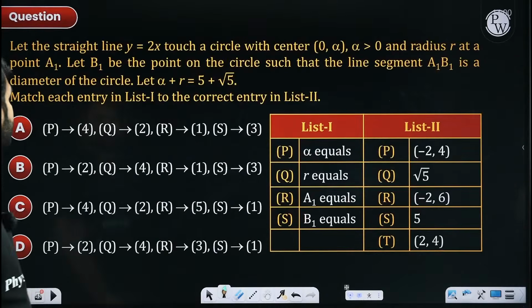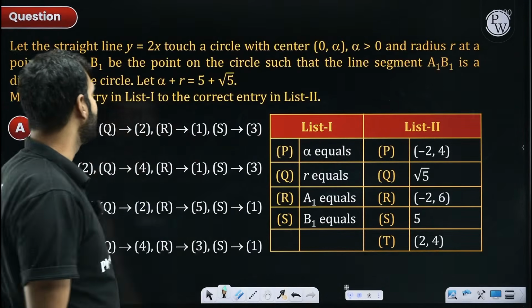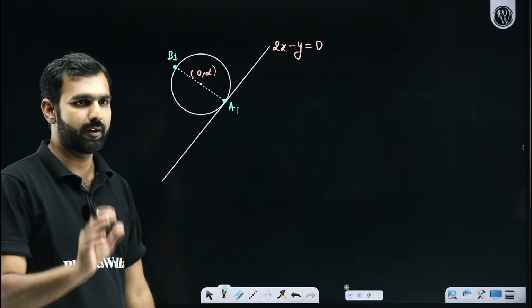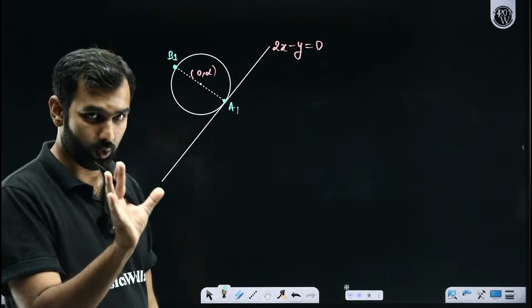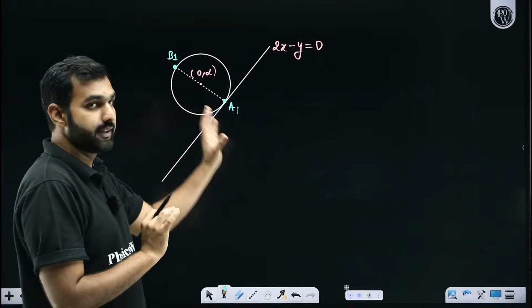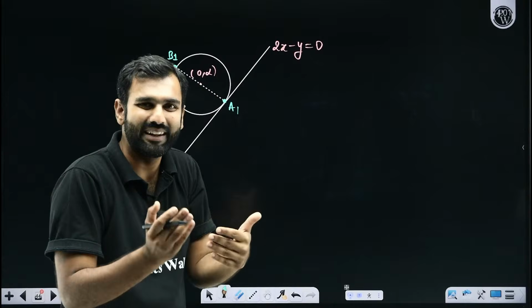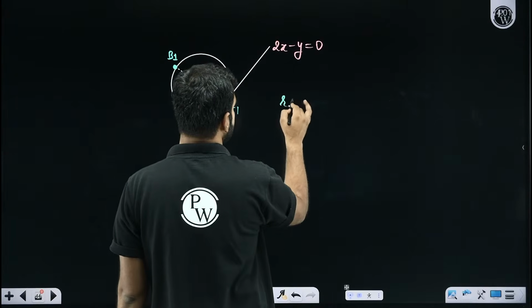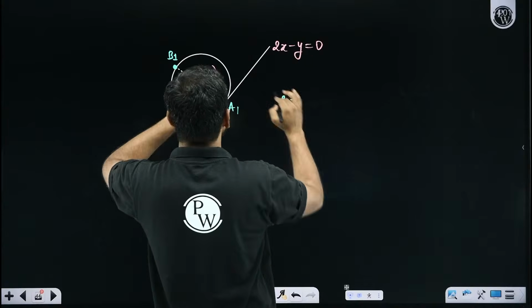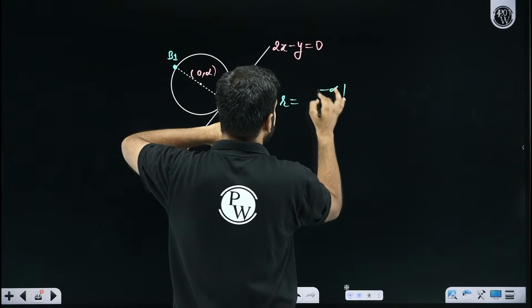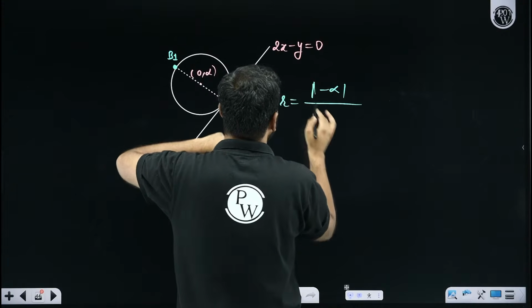Now what am I told next? Alpha plus r is 5 root 5. Okay, let me forget this alpha plus r, which is 5 root 5, and work on one simple observation. I hope you all are paying attention: the perpendicular distance of this line from 0 comma alpha should be equal to its radius. So from there, can I not say that the radius will be 0 into 2, that's 0, plus alpha into minus 1, that's minus alpha, its magnitude, divided by under root a square plus b square.